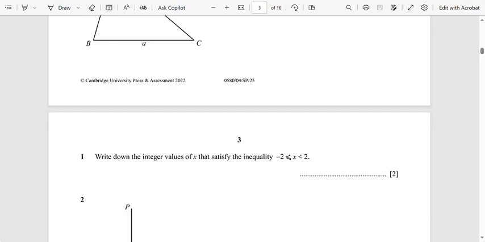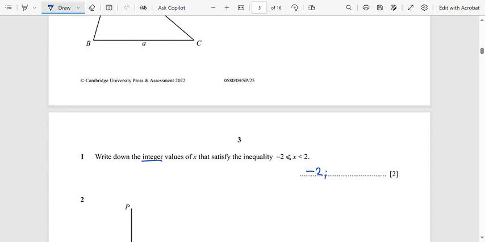Write down the integer values of x that satisfy the inequality -2 is less than or equal to x, which is less than 2. So the keyword there is integers. So integers are positive and negative numbers, including 0. So if they say -2 is less than or equal to x, it means that -2 is also included.